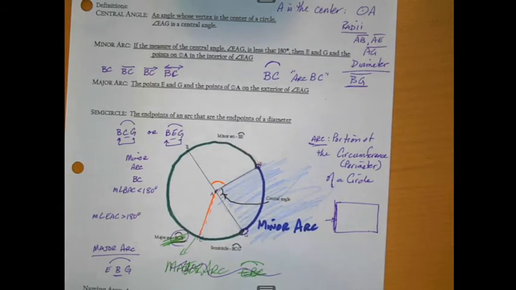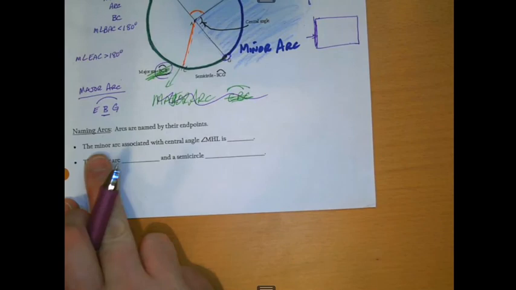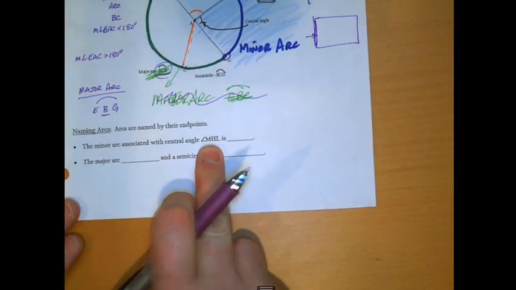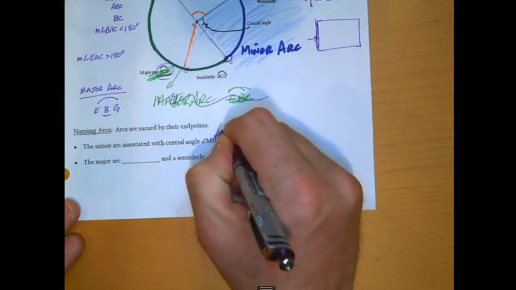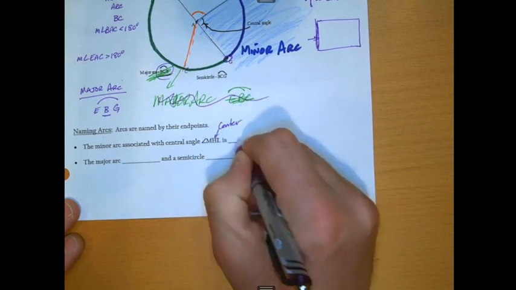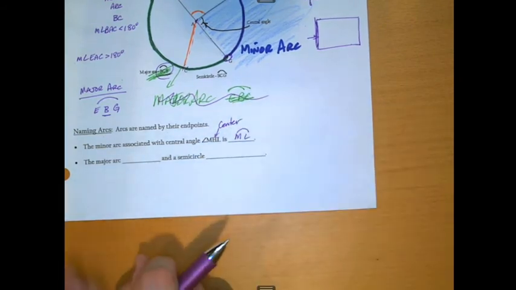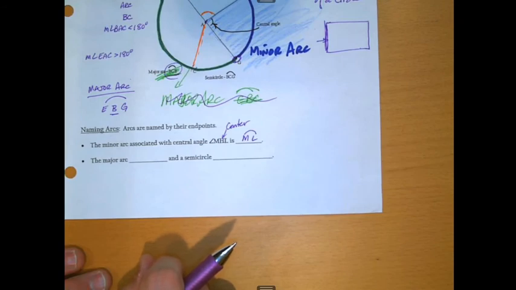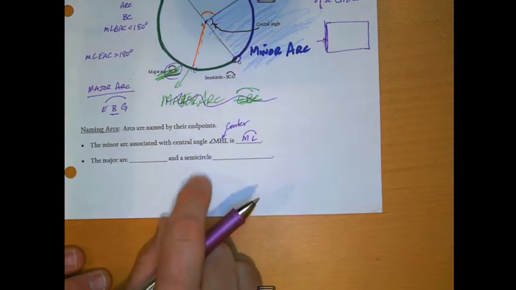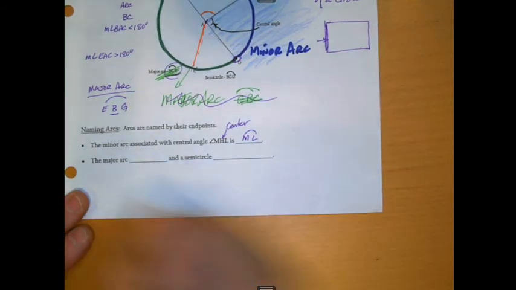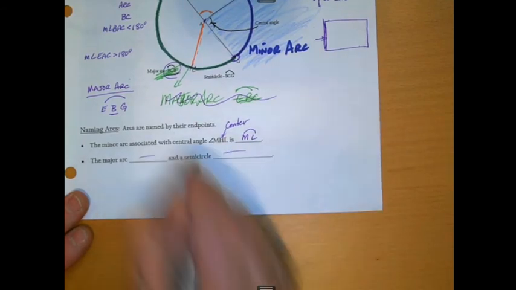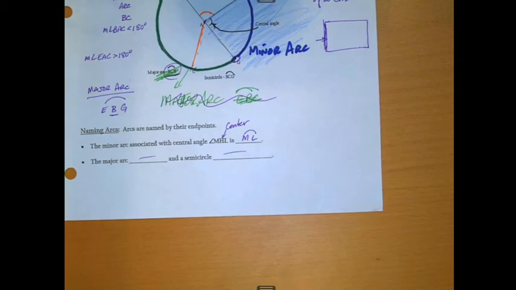Okay. All right, naming arcs. Arcs are named by their endpoints. The minor arc associated with central angle, well, this is angle MHL. H is your center. So the 2 endpoints are going to be the endpoints of your arc. So what we need with a major arc is, I don't have a picture here, so we can't answer those right now. Forgive me, but that's okay.